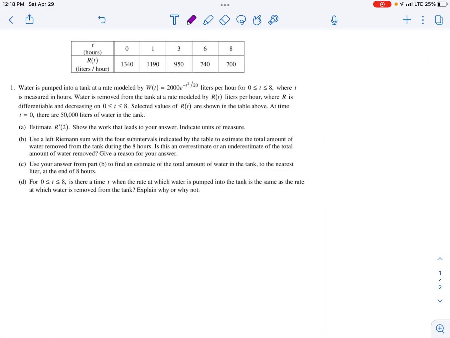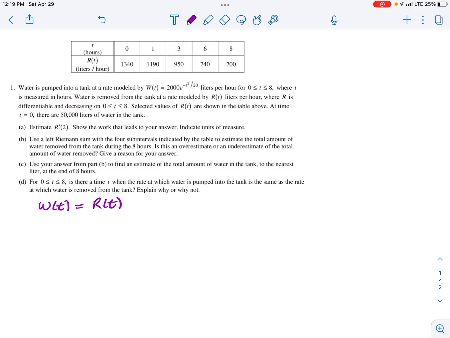Hello everyone. So starting with part D now, it says for 0 < t < 8, is there a time t when the rate at which the water is being pumped into the tank is the same as the rate at which the water is being removed from the tank? Okay. So the question is, is there a time t where R of t is equal to W of t?